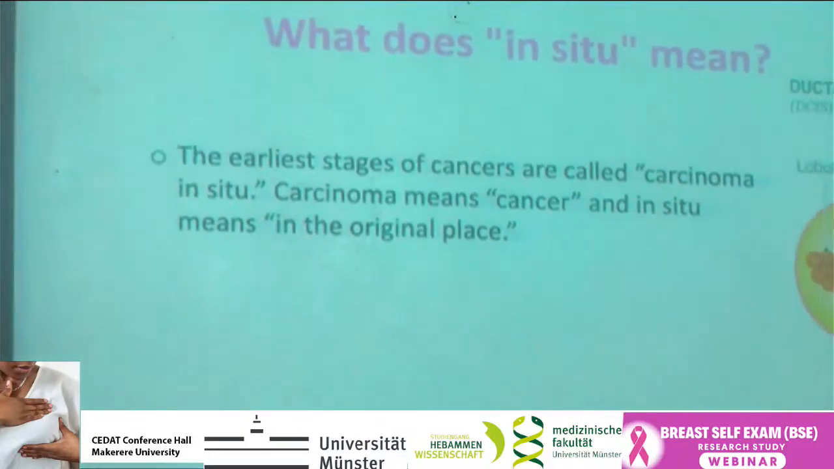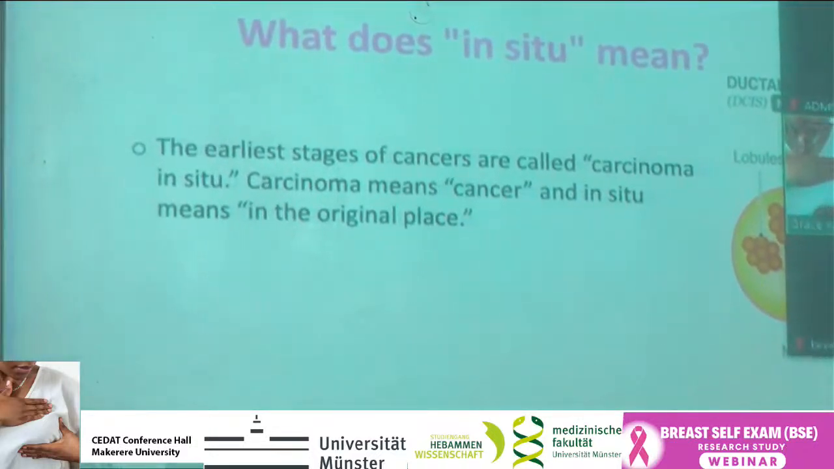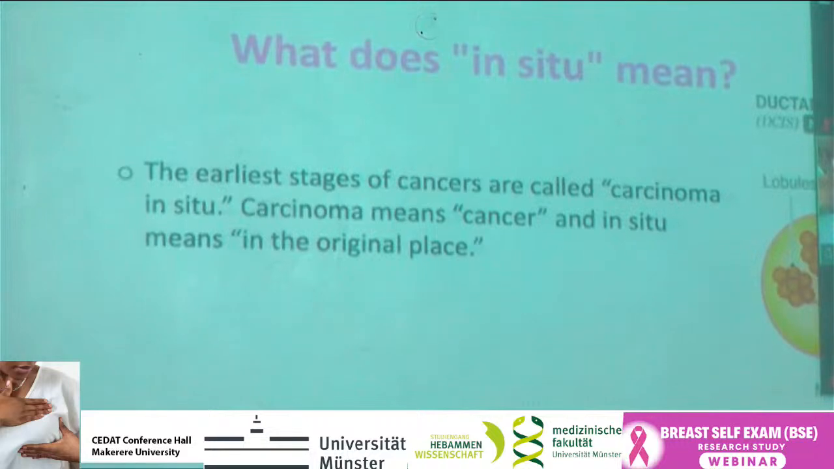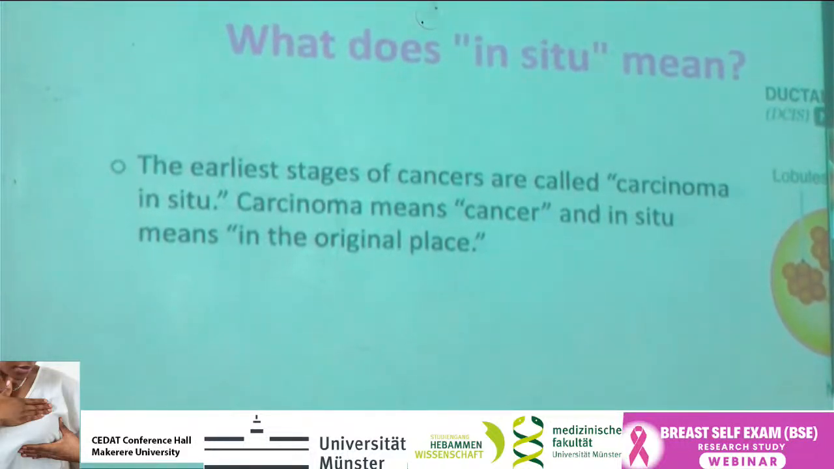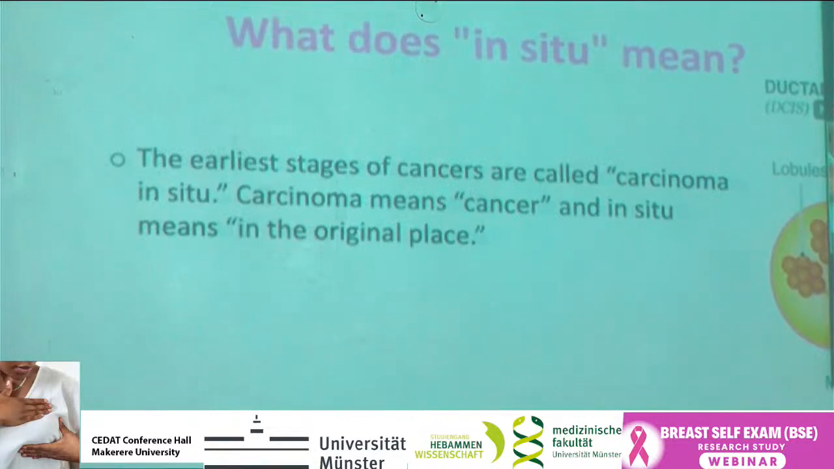What do we mean when we say in situ? The earliest stages of cancers are called carcinoma in situ. Let me mention that this is a non-invasive cancer. It's also called a carcinoma in situ. It means cancer is in its original place.